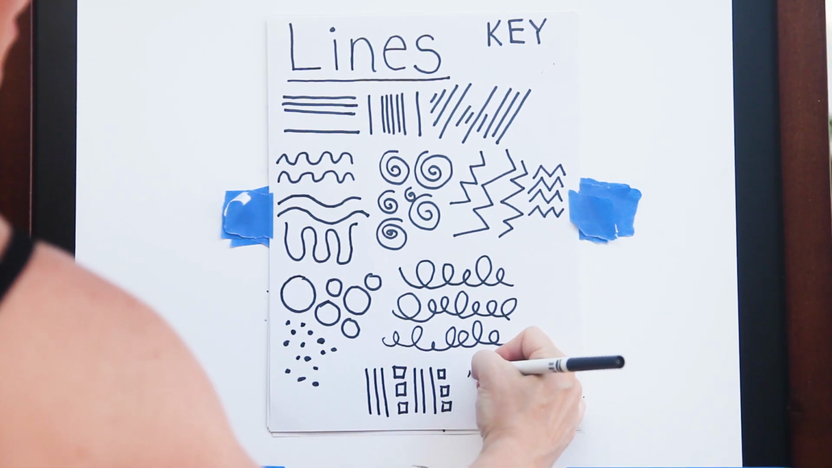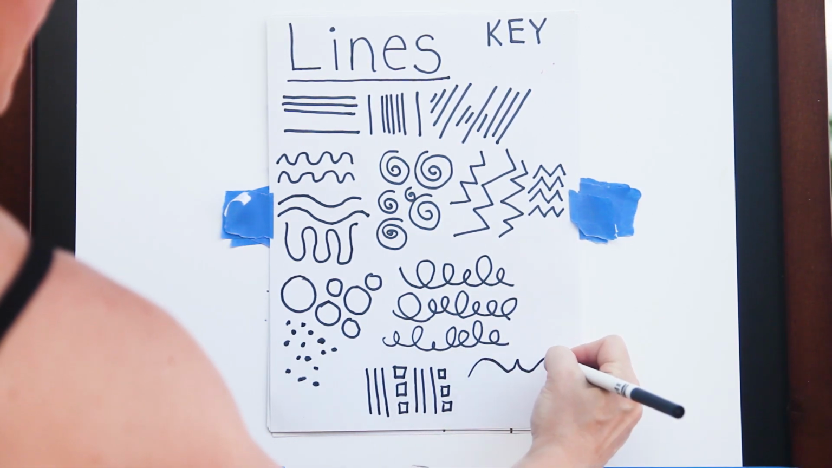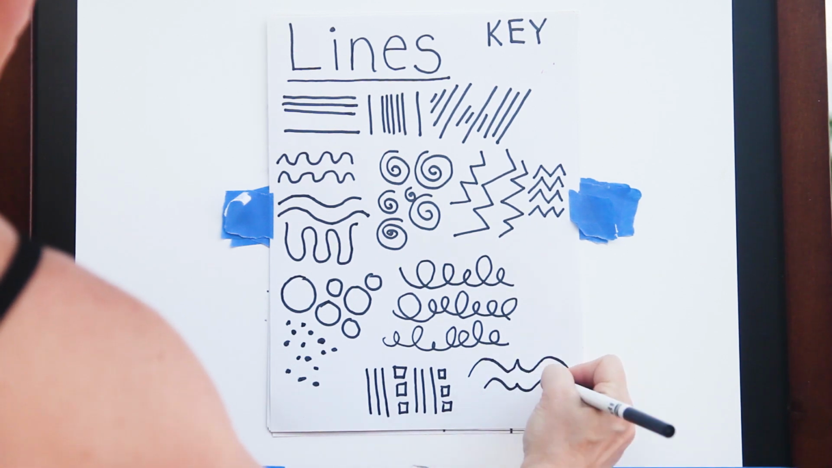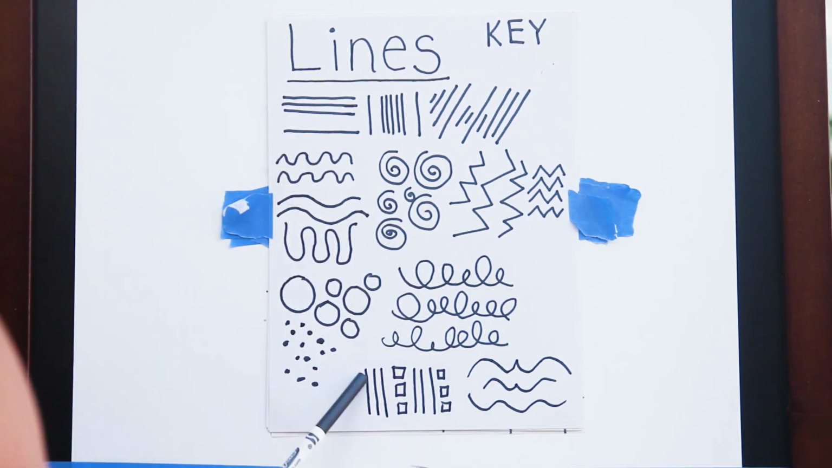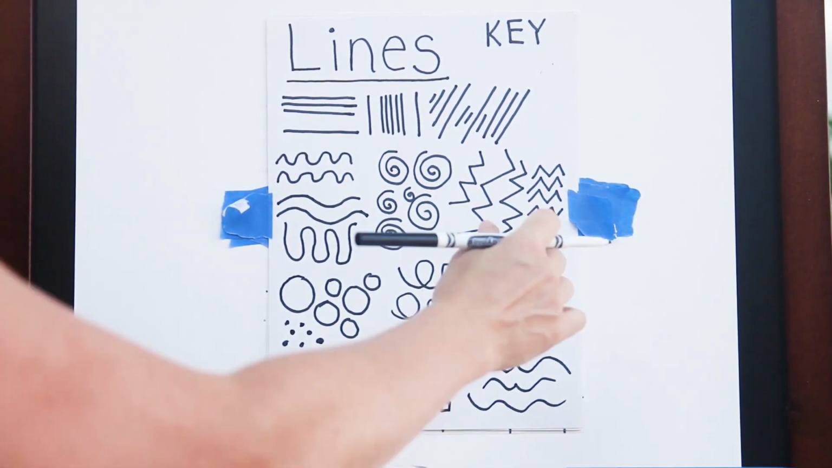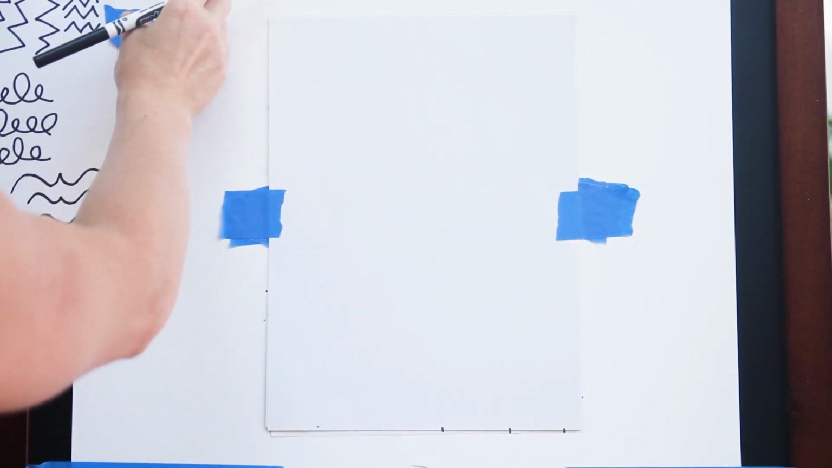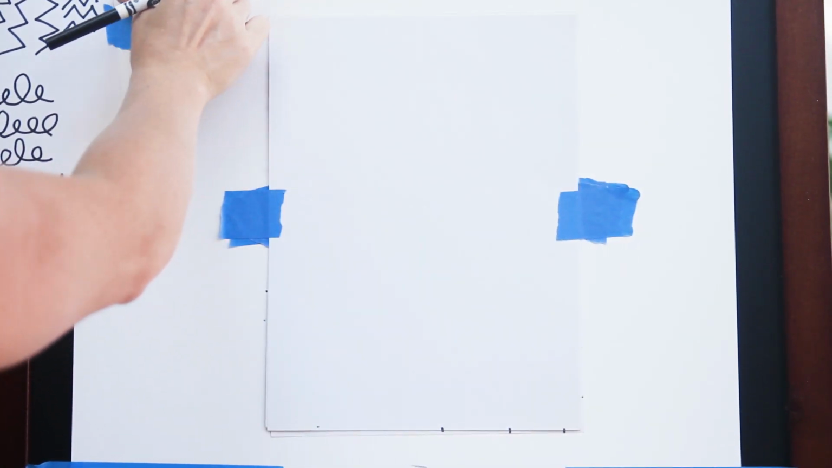A line, the definition, is any mark made on a surface. So that is what line is. We're going to use this line key to help us with our art project. Let's get right to it. So keep your line key available so you have an idea of what you're going to do.